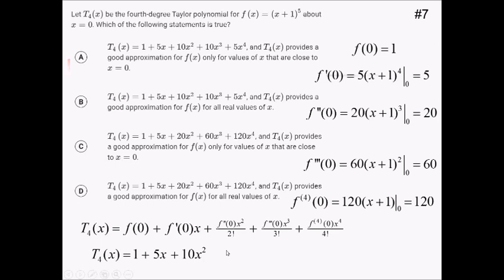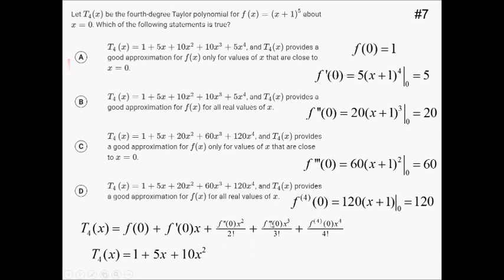And already, I mean, we could keep going, but you can clearly see we're going to be matching either choices A or B. And since we said B was already gone because it was talking about all real values of x, choice A is looking pretty good. But let's just finish this out. We've already come this far, right?